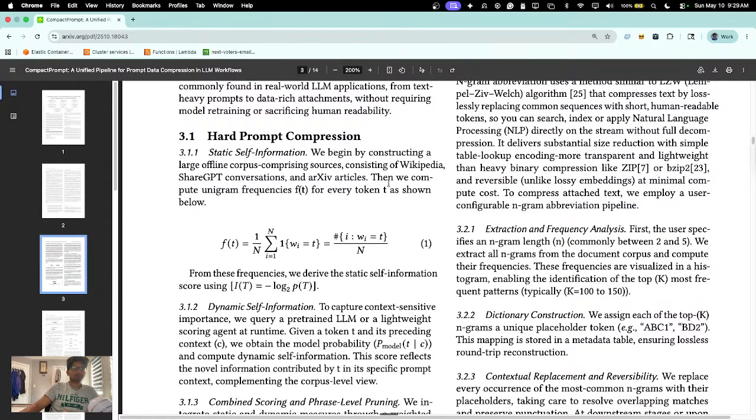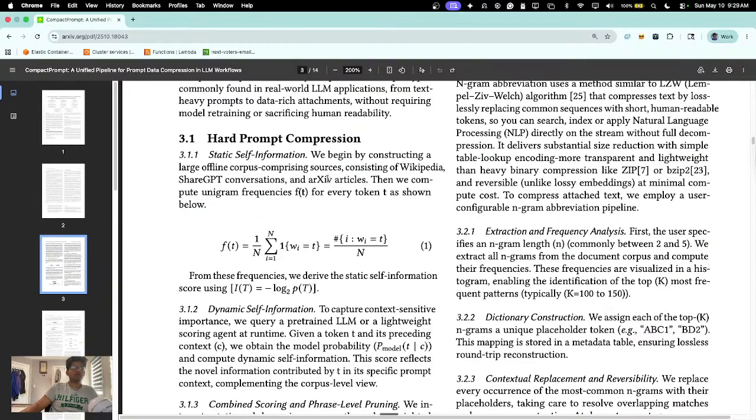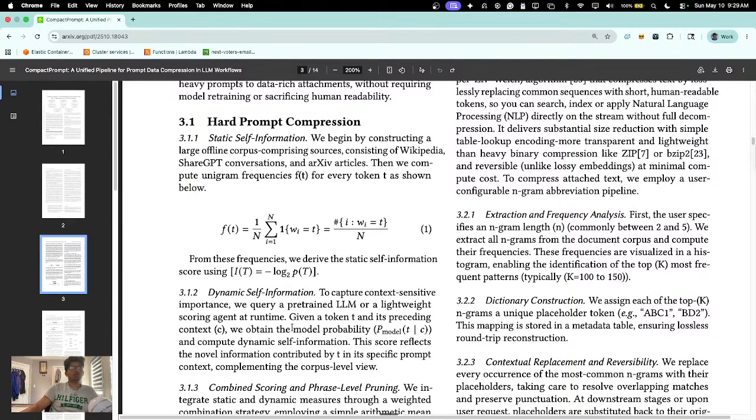Before we do that, I'm just going to give a quick refresher on what we did with hard prompt compression. We know it's a way of removing tokens from your prompts to allow for the overall context window to be shortened.